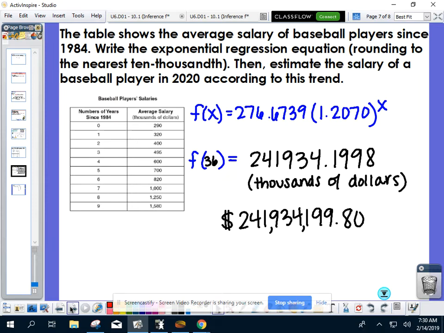Something else that you could also do is just do a direct substitution. The answer that I'm giving, though, is a little bit more precise. I use the Y1 feature.